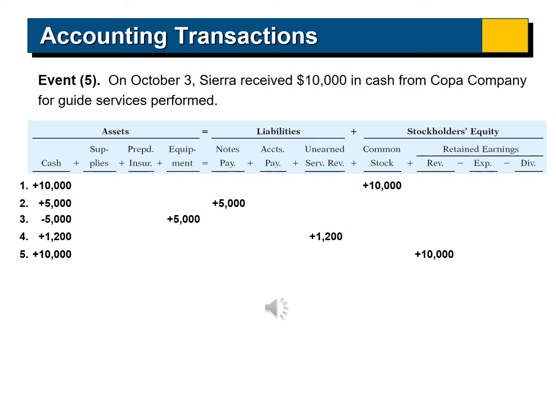On October 3rd, Sierra received $10,000 in cash from Copa Company for services performed. So you see cash increasing by $10,000, and on the other side, under stockholders' equity and retained earnings, revenue is increasing by $10,000. So we have revenue of $10,000 added, and we have received cash on the other side, and cash increased by $10,000.